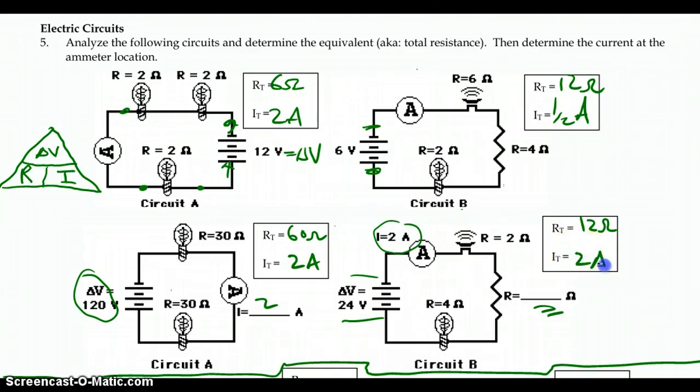And we know already this has to be 2 amps, because if it's measured anywhere in a series circuit to be 2 amps, it's 2 amps everywhere. That allows us to figure out this final resistance here. We need a total of 12, we have 2 and 4, so we need another 6 to make that complete.